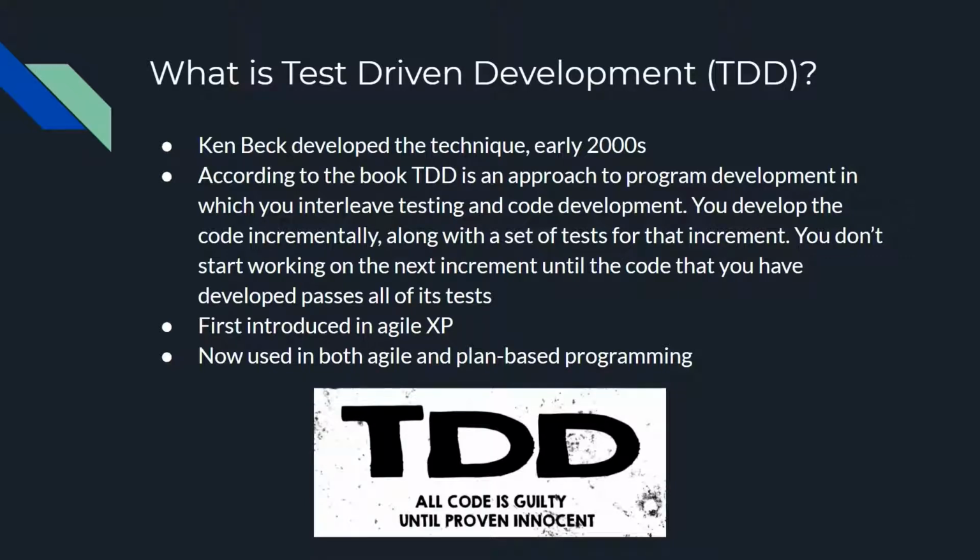This technique was first introduced in Agile Extreme Programming, but nowadays it's used in both Agile and plan-based programming. Basically, the idea of test-driven development is that tests are made first, and that code has to pass those tests before you move on to making a new part of the code.